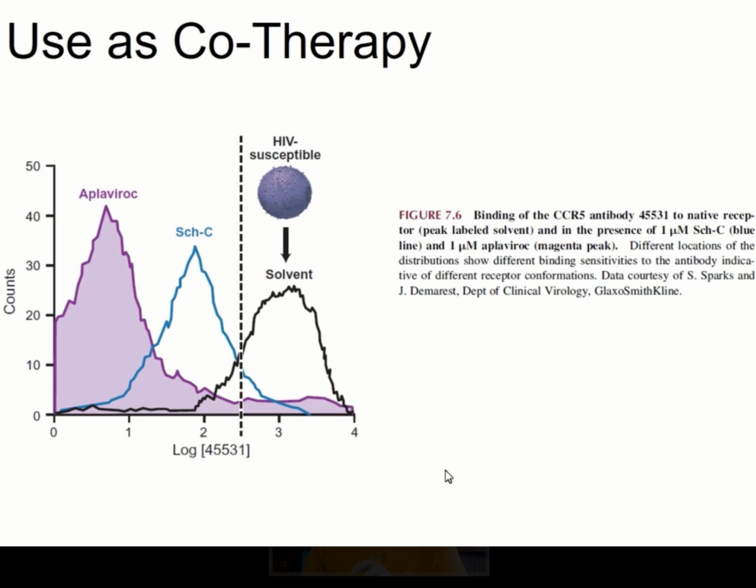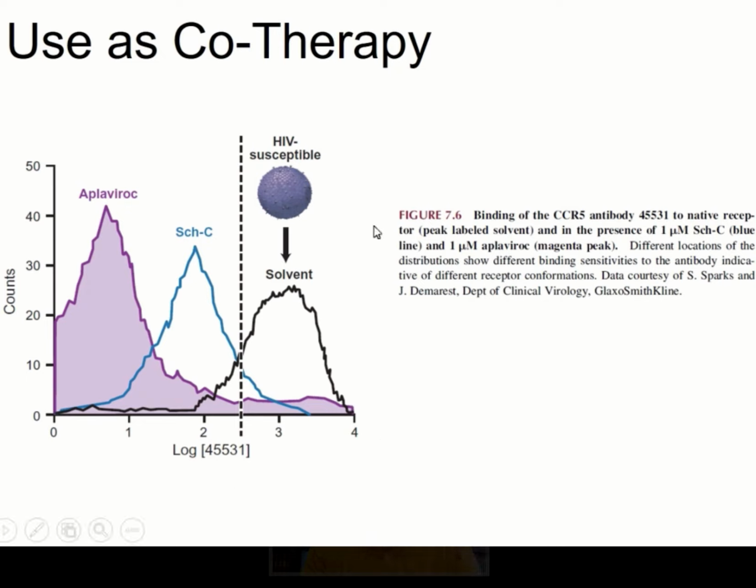HIV virus particles will bind to the CCR5 receptor and get taken into the cell. And so if the antibody is already bound to the receptor, HIV cannot. And so what we can do is add an allosteric modulator that is going to control the binding or increase the binding of this antibody to the receptor.